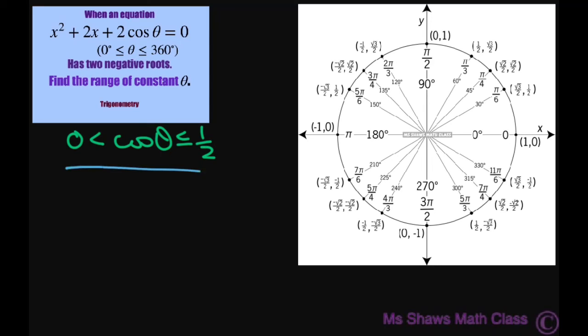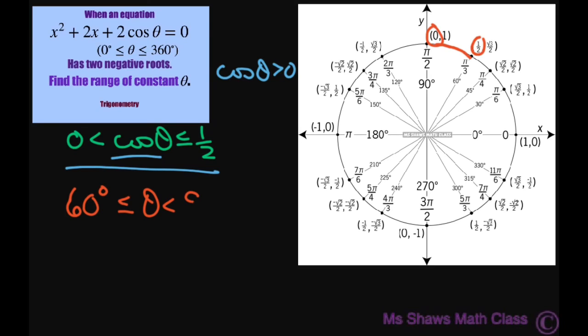Basically, what this means is cosine has to be positive, but less than 1/2. So let's look on the unit circle where that happens. This is positive right here, and it has to be greater than 0, so it's going to go from 0 to 90. We can write the range as 0 degrees, but it can't equal 90 because that would be 0, so we do it exclusively like that.